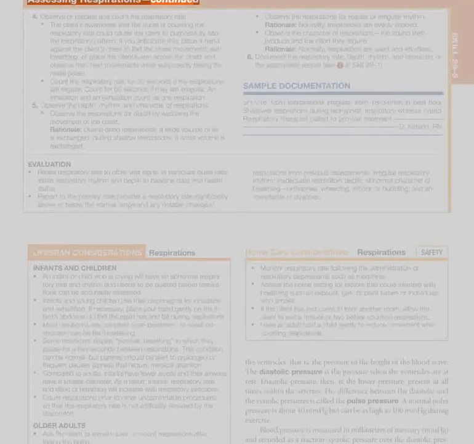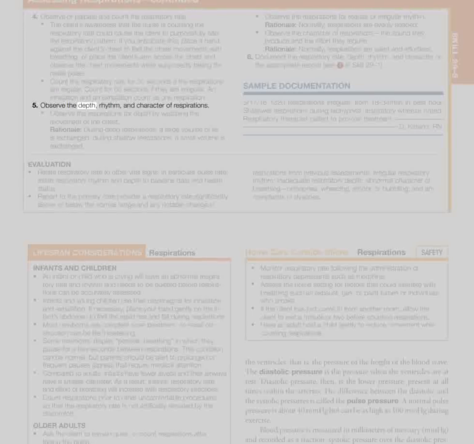Assessing respirations, continued. Skill 29-5. 4. Observe or palpate and count the respiratory rate. The client's awareness that the nurse is counting the respiratory rate could cause the client to purposefully alter the respiratory pattern. If you anticipate this, place a hand against the client's chest to feel the chest movements with breathing, or place the client's arm across the chest and observe the chest movements while supposedly taking the radial pulse. Count the respiratory rate for 30 seconds if the respirations are regular. Count for 60 seconds if they are irregular. An inhalation and an exhalation count as one respiration.